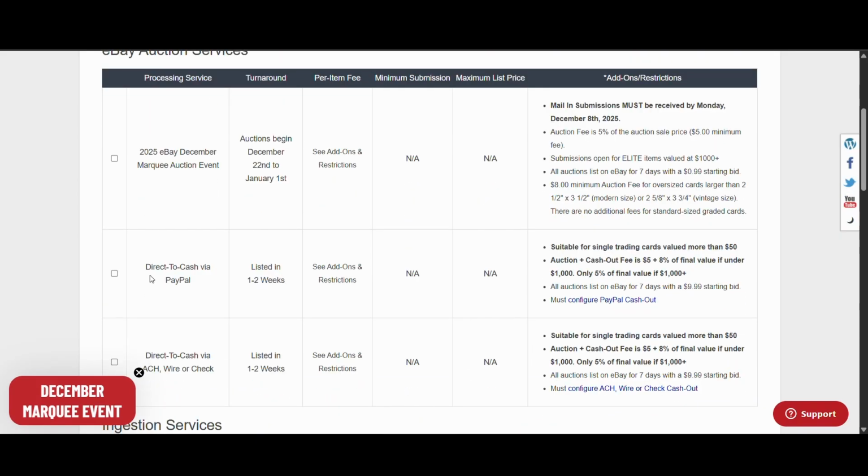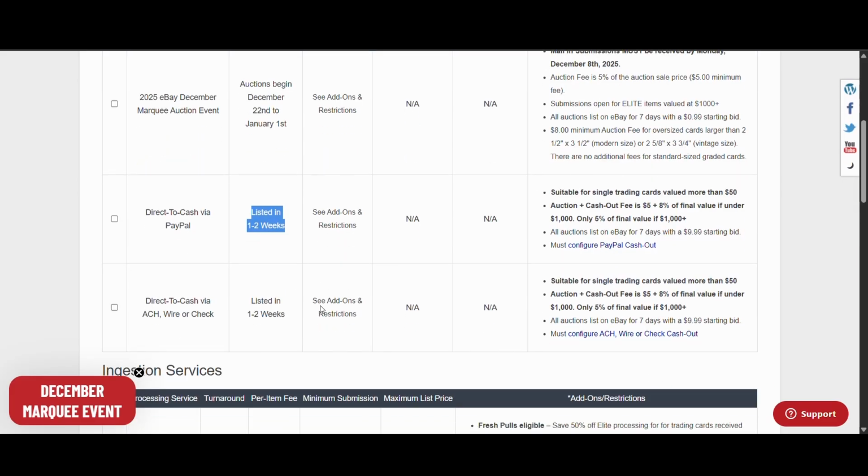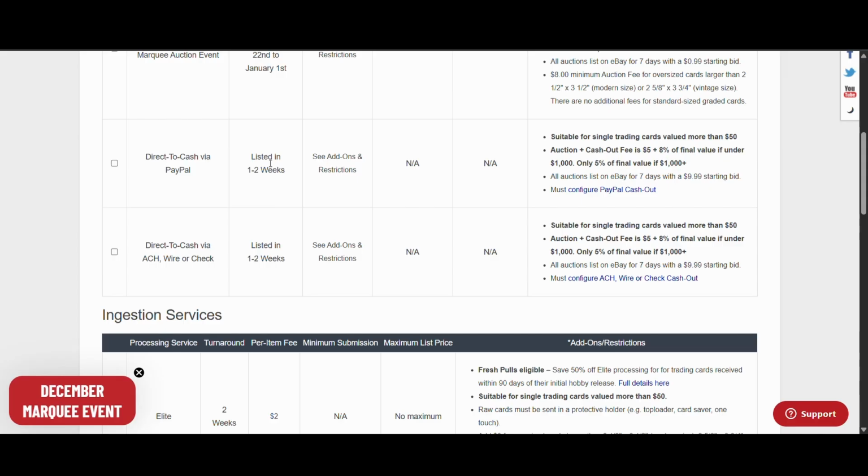From the time you send it to the time they receive it, they'll have it listed on their site in 1 to 2 weeks. It doesn't go into your platform. It doesn't go into your COMC store. It just goes straight to eBay. And you don't get it back in credit, you get it back in PayPal. So this $5 fee plus 8%, so 13% if it's a $100 card, or only 5% if it's a $1,000 card. So if you just want to send something off to get graded, this is a really good alternative to something like DC sports cards or something like that. So that's a really good option if you want to skip the 4-month wait.